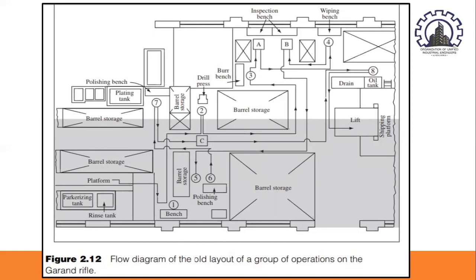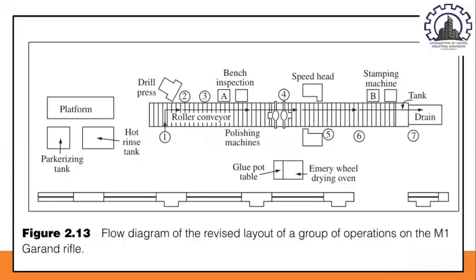Now, as you can see, figure 2.13 illustrates the flow diagram of the revised layout. The flow diagram is a helpful supplement to the flow process chart because it indicates backtracking and possible traffic congestion areas, and it facilitates developing an ideal plant layout.